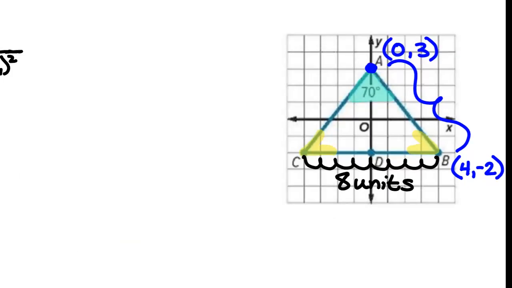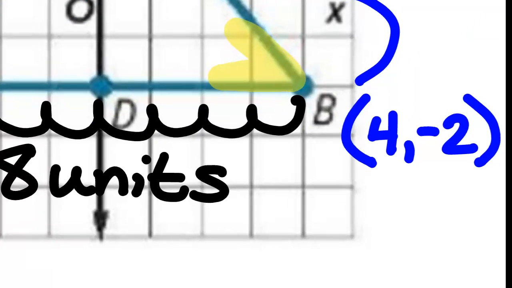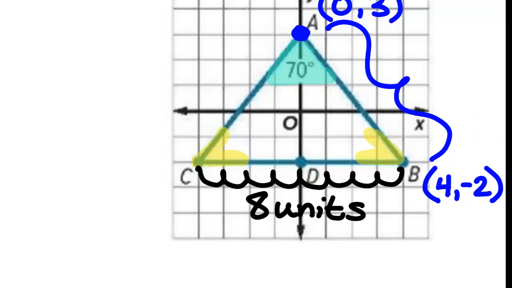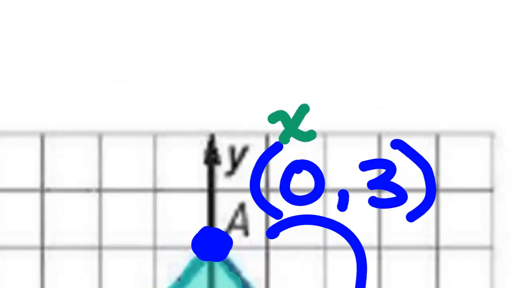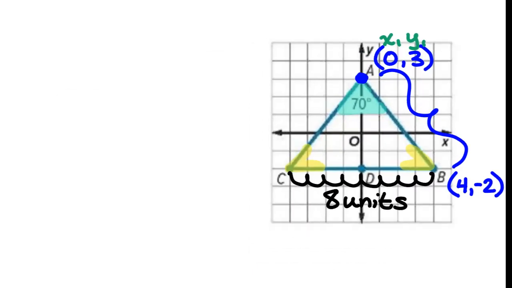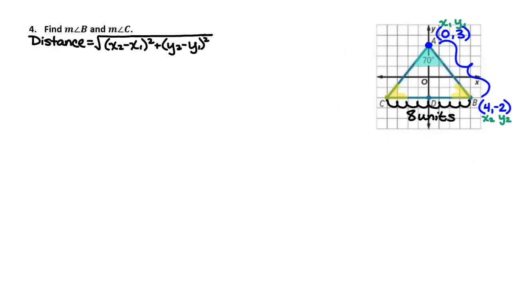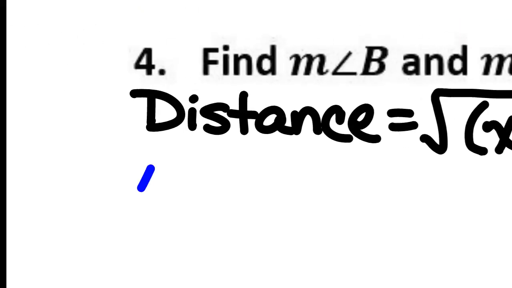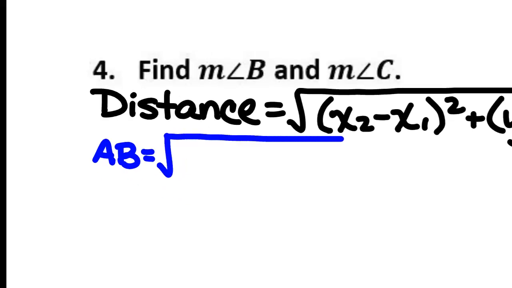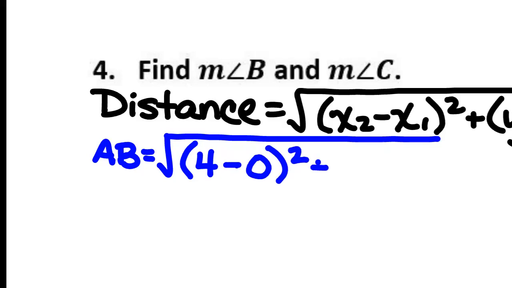All right, we have to pick one of those to be our x1, y1, and one of those to be our x2, y2. Are you guys okay if we let A be the x1, y1, and we'll let point B be the x2, y2. So I would find the distance from point A to point B. We're going to do the square root of x2, which is 4, minus x1, which is 0. Close my parentheses and square it.